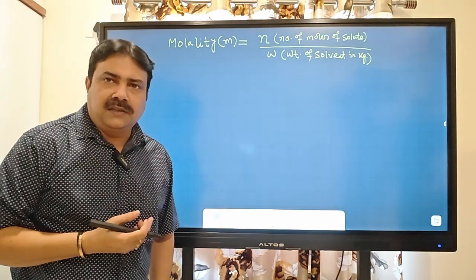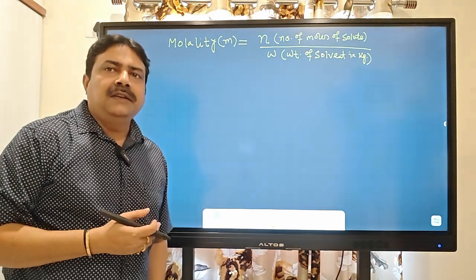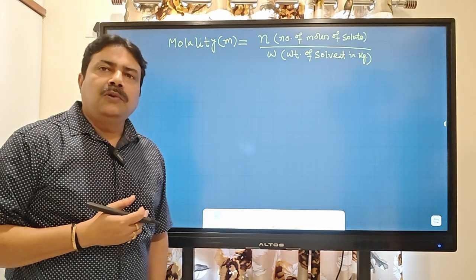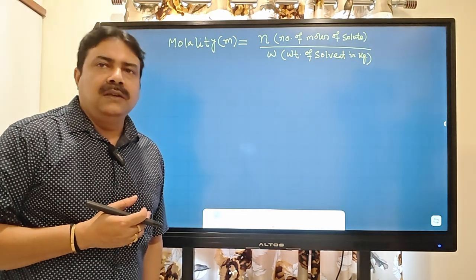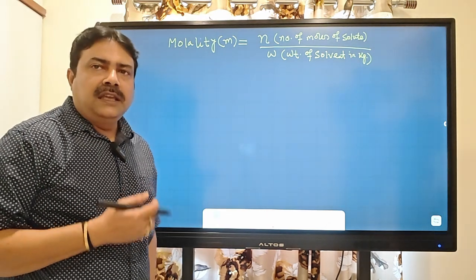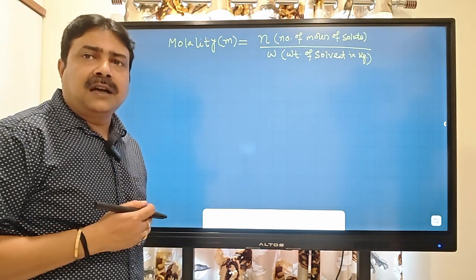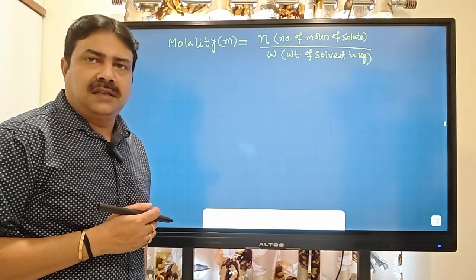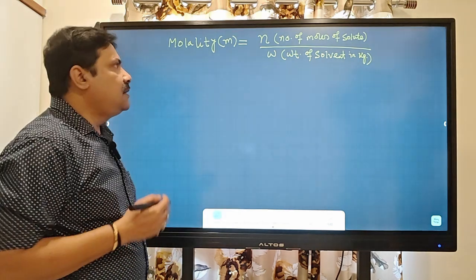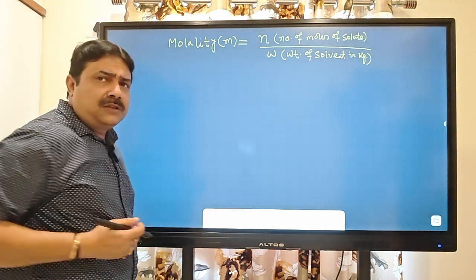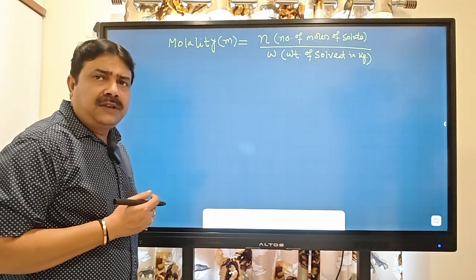Molality is represented by small m. Molality will be equal to the number of moles of solute divided by the weight of solvent in kg. If the solvent weight is given in grams, we have to divide it by 1000 to convert it to kg. Yes or no? Now let us start with one small problem, then it will give clarity.